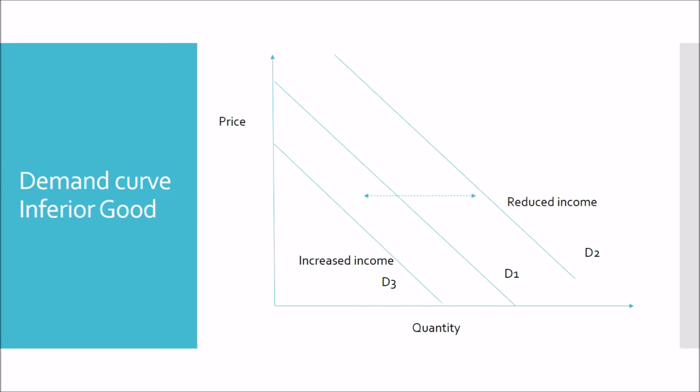For an inferior good, it's the other way around. As the economy improves, our demand is reduced. So as the economy improves, the demand for our product is reducing, and as the economy worsens, demand increases. People switch to our product, say budget cars or what have you, so the demand increases. So that's how the demand curve shifts for our inferior good.